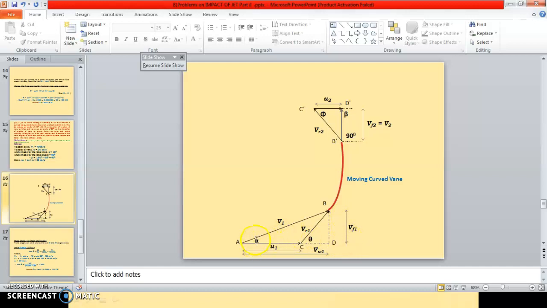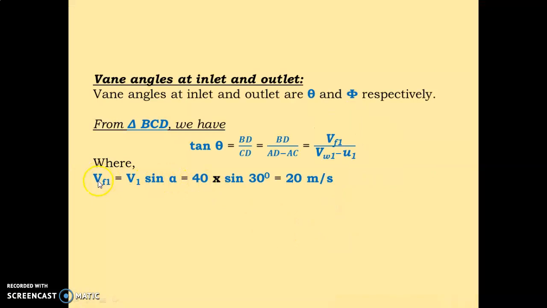We know sine alpha, this angle is alpha, sine alpha is equal to opposite upon hypotenuse. Opposite is VF1 and hypotenuse is V1. So VF1 upon V1 is equal to sine alpha. Therefore VF1 is equal to V1 sine alpha. V1 is 40 meter per second and alpha is 30 degrees. So VF1 is 20 meter per second.